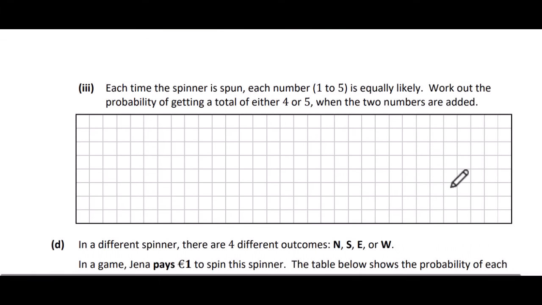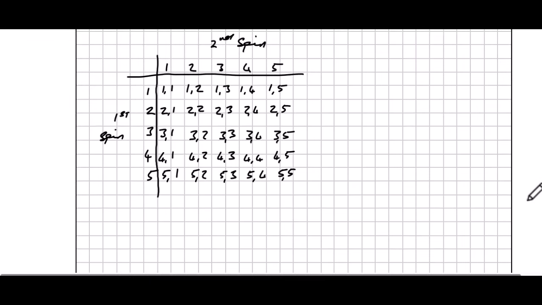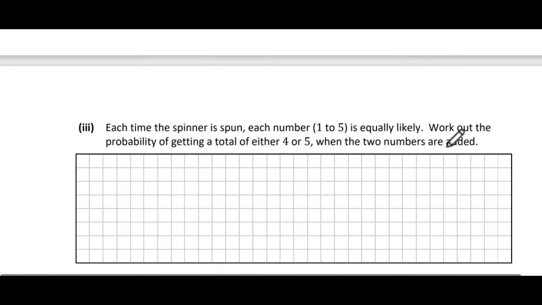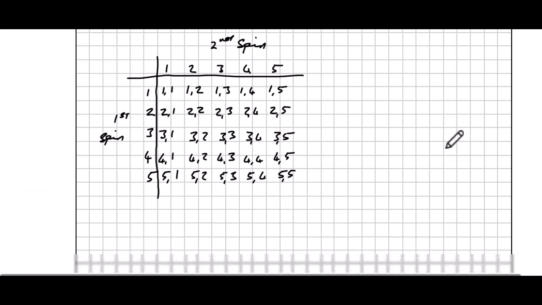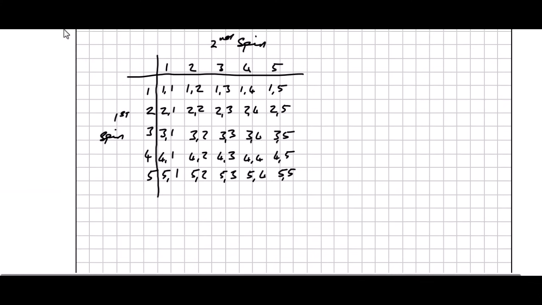Each time the spinner is spun, each number 1 to 5 is equally likely. Work out the probability of getting a total of 4 or 5 when the two numbers are added. Okay, so now we need to add all of these. So if you add them, here you'll get 2, 3, 4, 5, 6, 3, 4, 5, 6, 7, 4, 5, 6, 7, 8, and so on. We want either 4 or 5. So where am I going to get 4 or 5? Let's have a look at that.